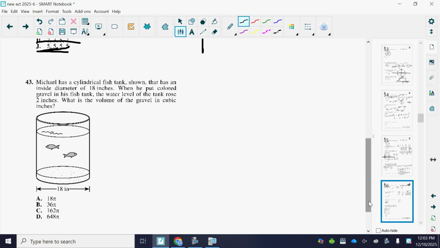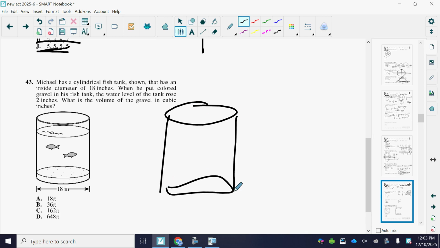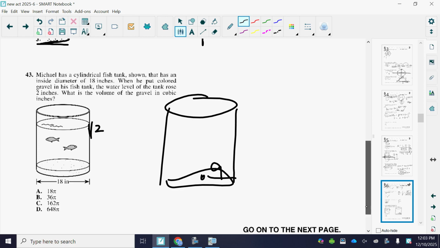Looks like you could use volume of cylinder, huh? So the inside diameter is 18, which makes the radius 9. And he put the gravel in, and the gravel made it rise 2 inches. So isn't that how much the gravel volumes? It must be the difference of 2 inches in the volume, huh? So just do volume of cylinder.